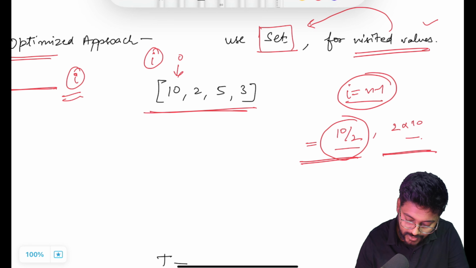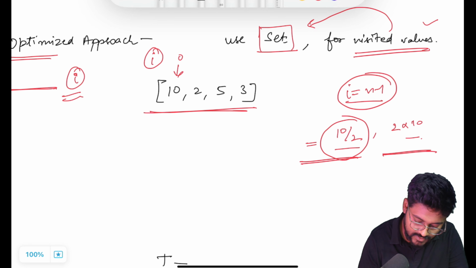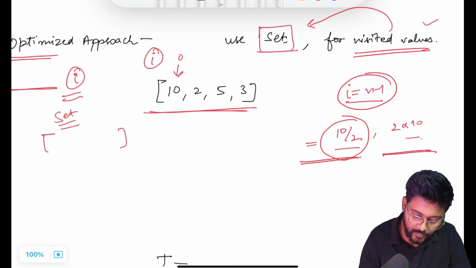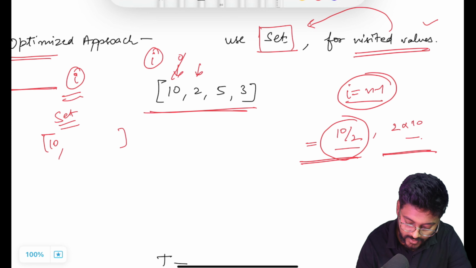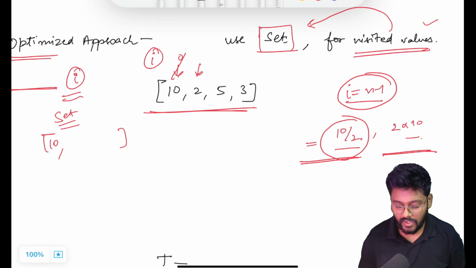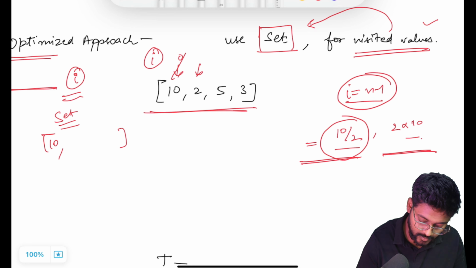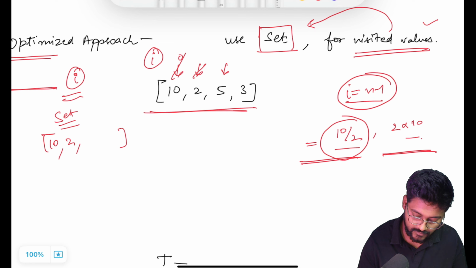Okay, so 10 by 2 is not in the set, because the set is empty in the starting. So if none of the values exist in the set, I will move ahead and add the current element in the set. Now we are at 2. We will see whether the half of the 2 or double of the 2 exists in the set or not. No, that is not present. So we'll add the current element as well and we will move further.